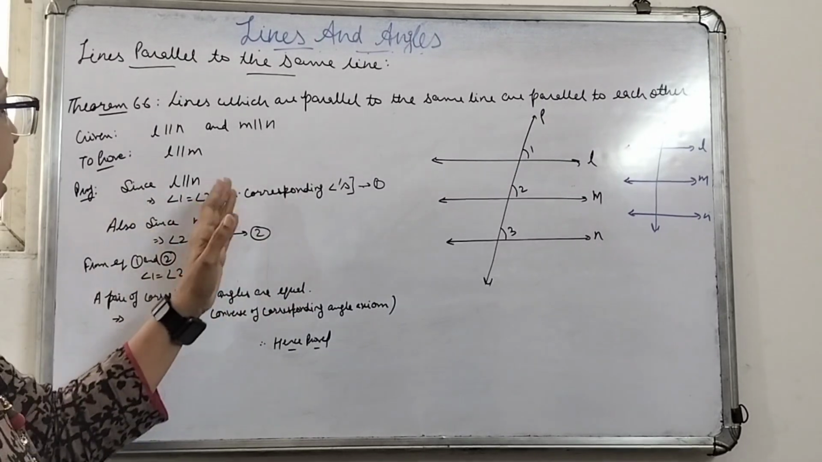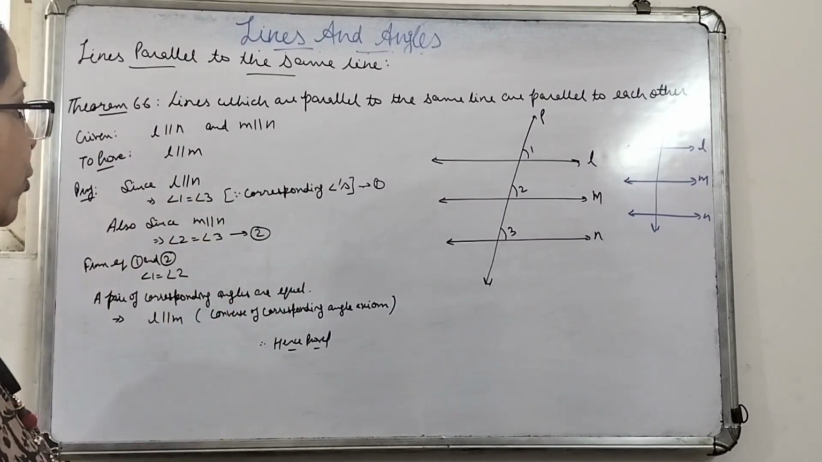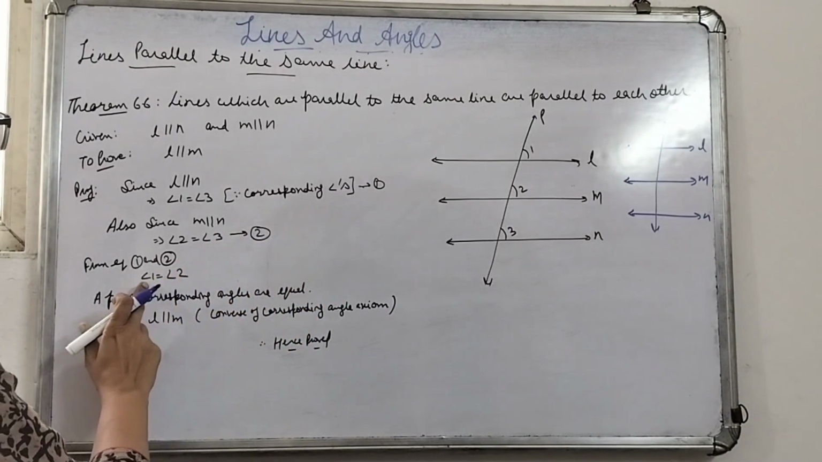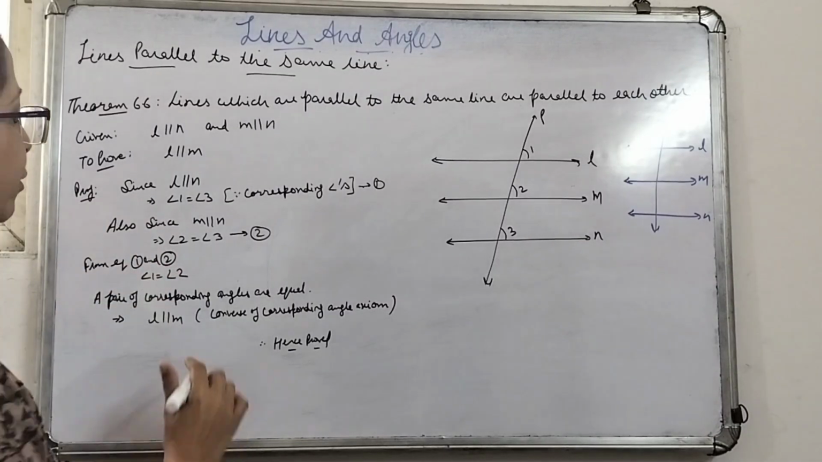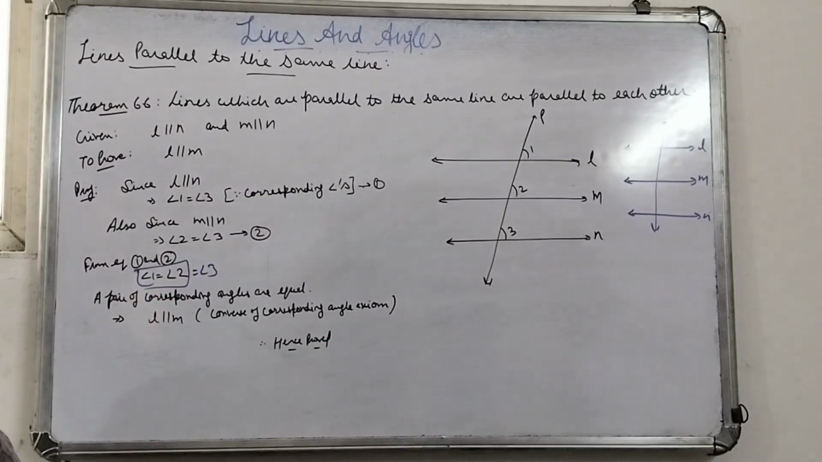Now if this is your equation number 1 and this is your equation number 2, what we can see is that the RHS part is angle 3. So we can equate these two equations. From equation number 1 and equation number 2, we can say that angle 1 is equivalent to angle 2 because both of them are equivalent to your angle 3. So what we can say is that angle 1 is equivalent to angle 2.